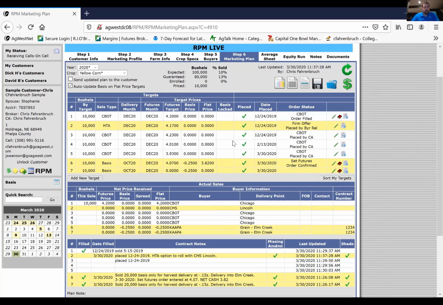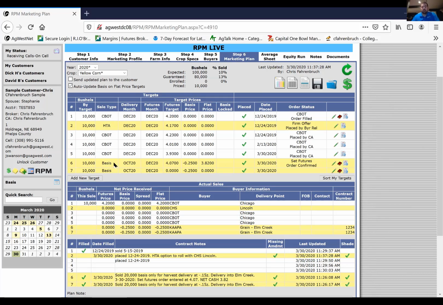As I showed you in the previous video, we did make some sales last summer around that 420 range. So in this particular example, there is some corn sold already. You'll notice over here under sale type, we can either use CBOT, which is Chicago futures. We can use HTAs, which I've got line 2 as an HTA. We can also do flat price or basis contracts.